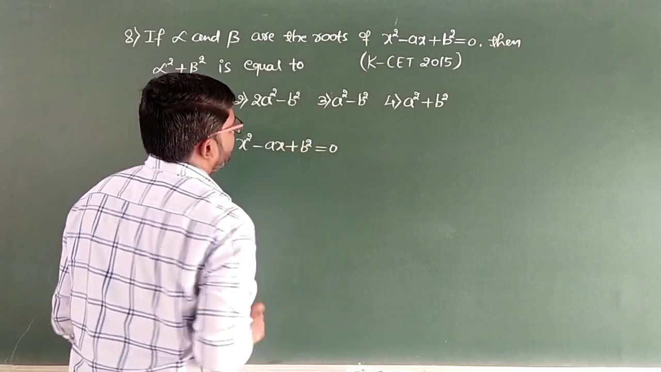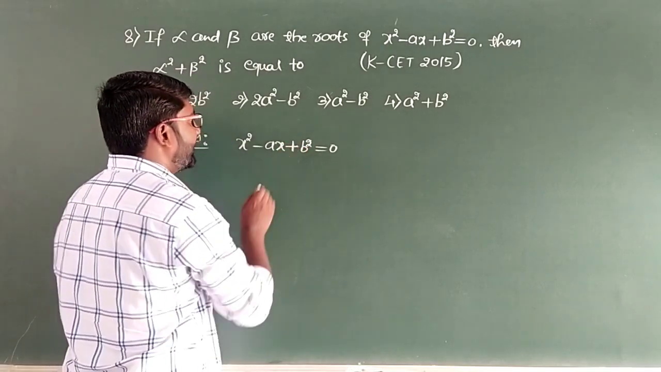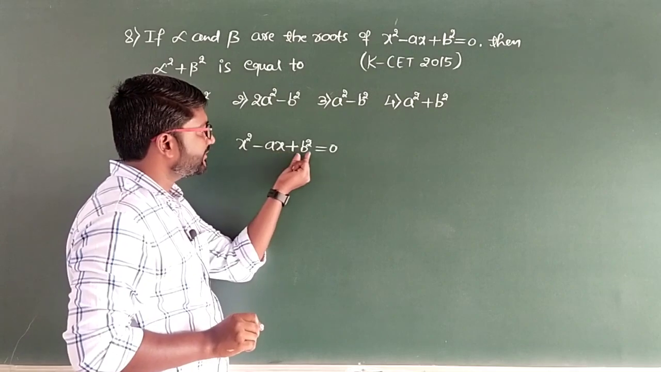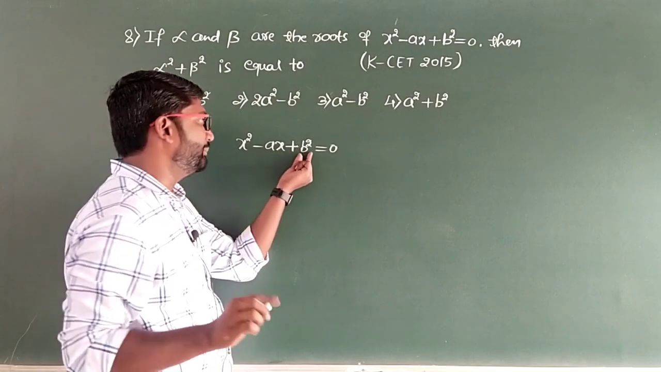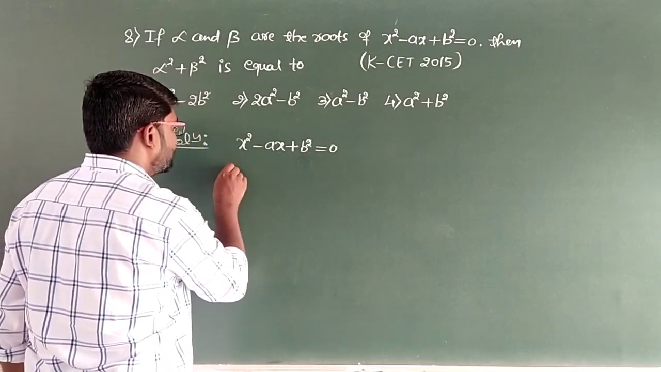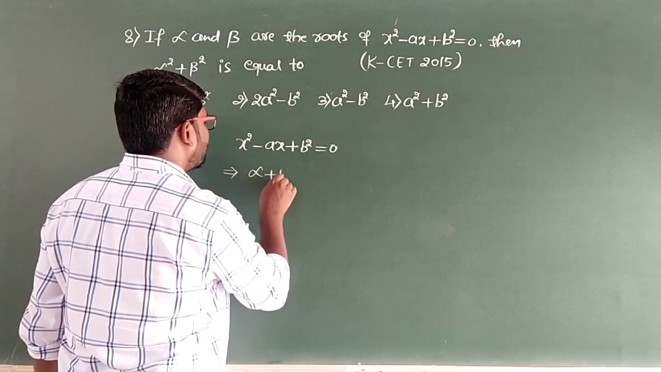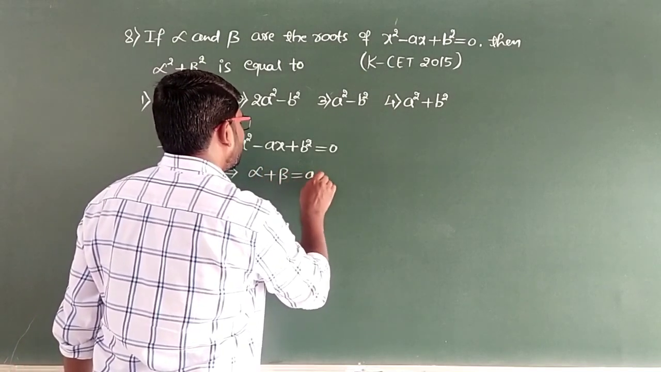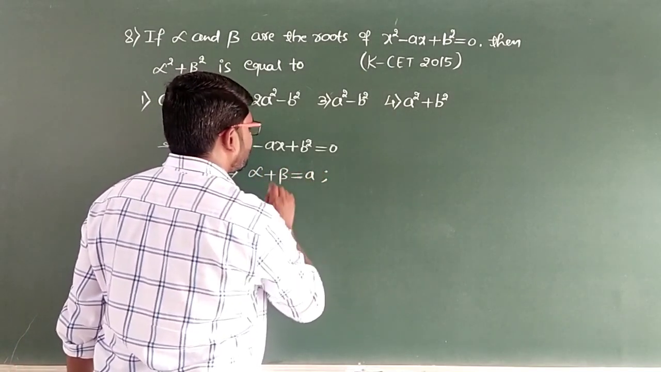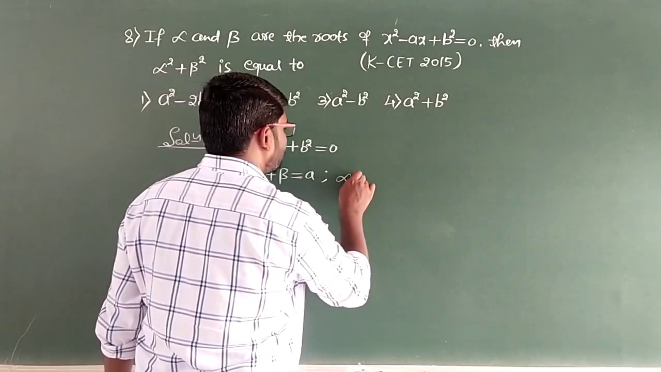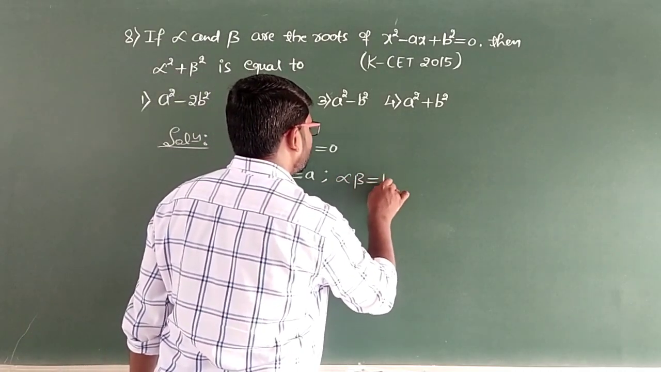So now in place of the sum of the roots we have small a, in place of the product of roots we have b square. This implies alpha plus beta, the sum of the roots, is equal to a, and alpha beta is equal to b square.